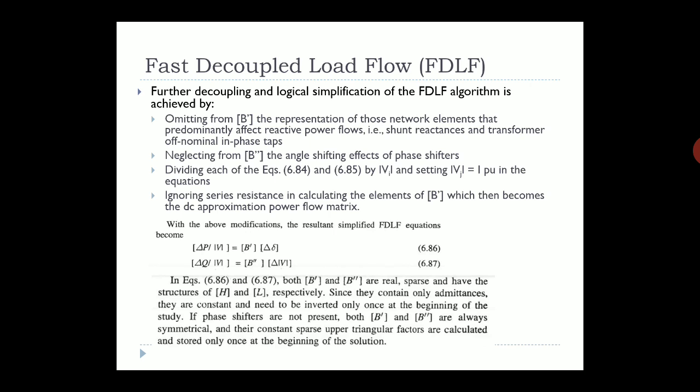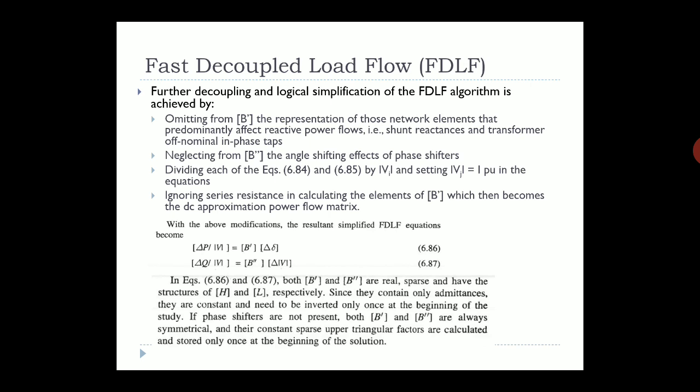So further decoupling: once we have already decoupled, we take one more assumption. This decoupling is obtained by omitting the B' representation of those network elements that predominantly affect the reactive power flow, the shunt reactances and transformer off-nominal in-phase taps. So we omit this B' for those elements where there is shunt reactance. So this fast decoupled load flow can be further reduced. We can also neglect the B'' for the phase shifting effect for the phase shifted elements there in the power system.